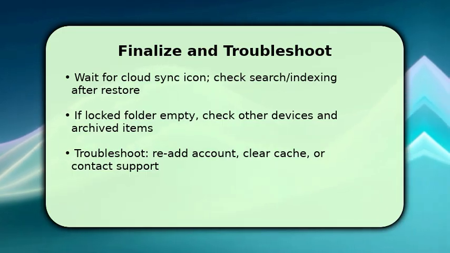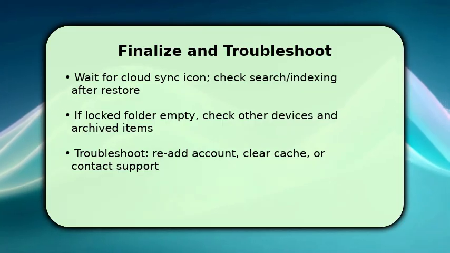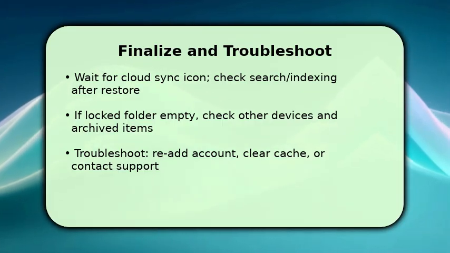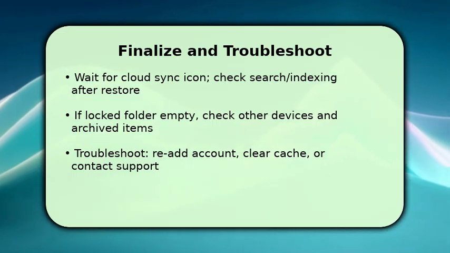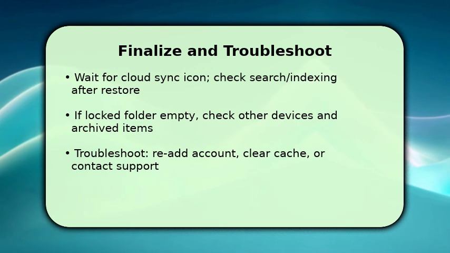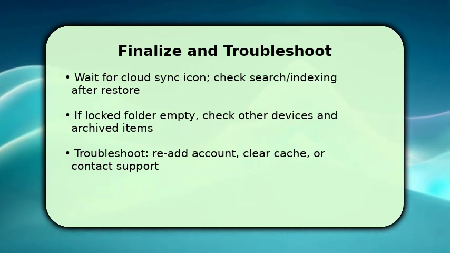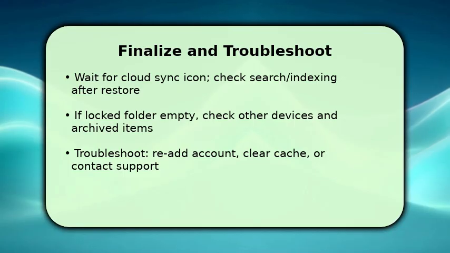If the locked folder appears empty, check other devices that use the same account and the archive folder, because some items may have been moved. If things go wrong, re-add the Google account, clear Google Photos cache, and reboot if access still fails. Replicate the steps on another trusted device and contact Google support. One tip: never factory reset again before confirming full cloud sync.